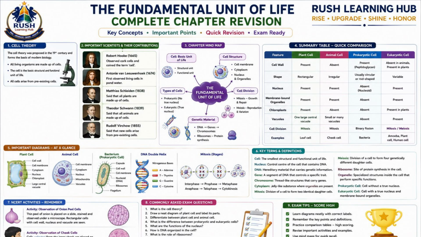Later, in 1855, Rudolf Virchow added an important statement. He proposed that all new cells arise from pre-existing cells. This statement is often remembered as omnis cellula e cellula, which means every cell comes from another cell.